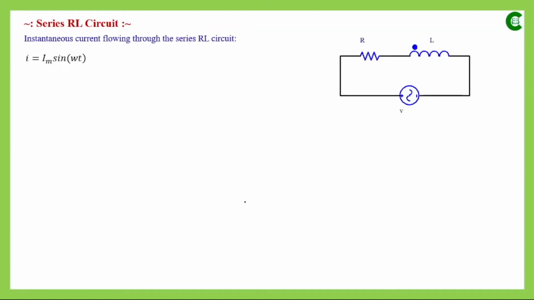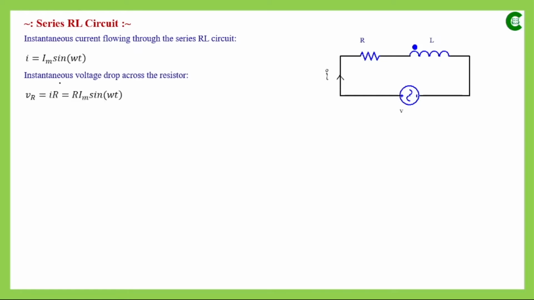Now next we will see a series RL circuit, and we will derive the expression of voltage. Here R and L are connected in series, and we are energizing that series RL circuit by an AC voltage V. Suppose that AC voltage supplies AC current I. Since they are connected in series, the same current flows through both of them. That's why here I has been taken as a reference. So I is written as Im sine omega t, where Im is the peak value of the current that flows through that series RL circuit.